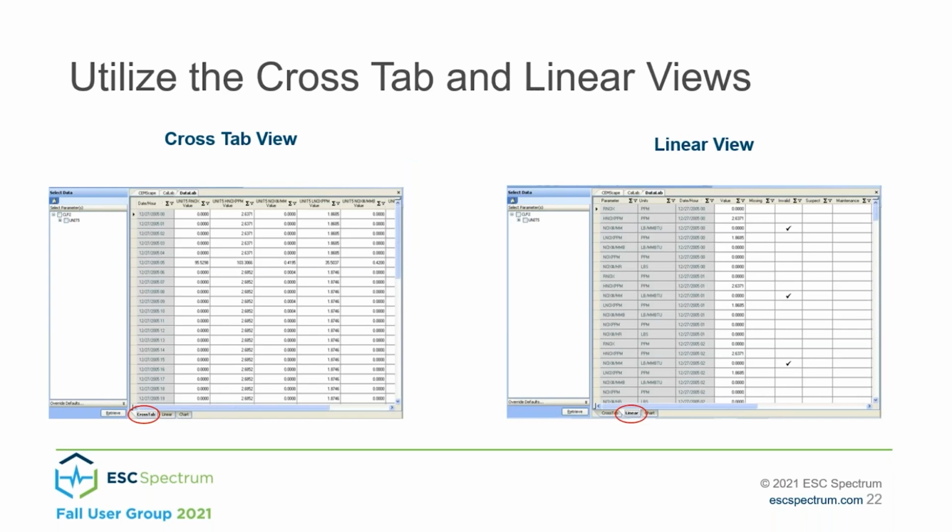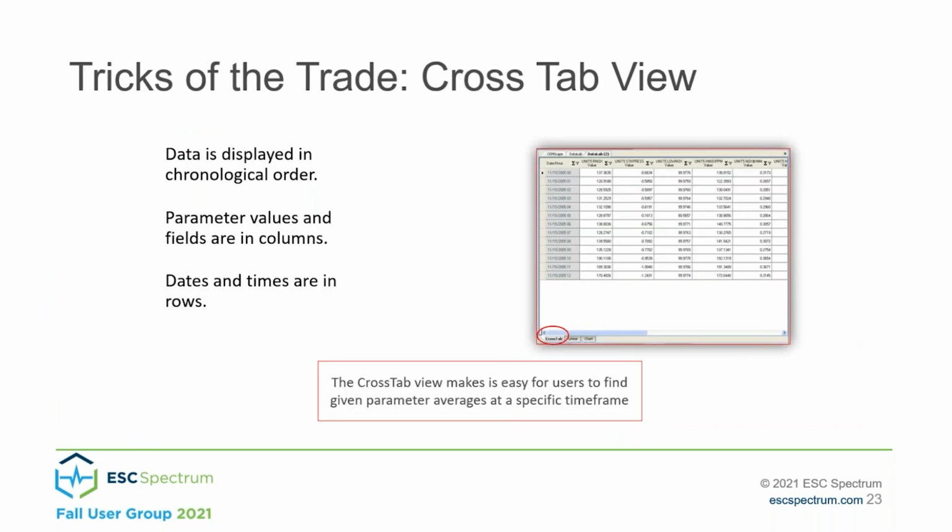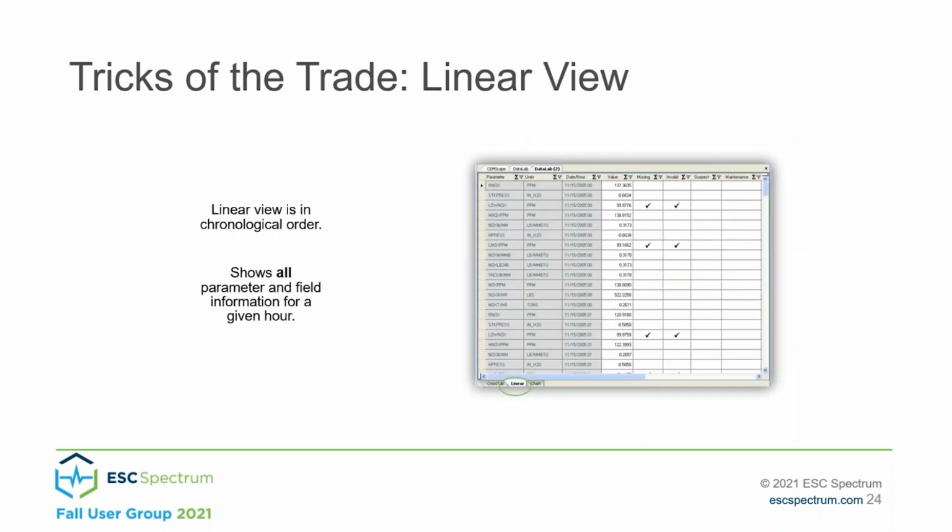Now, like I mentioned, there are two different types of tabs. The tips that I gave you can be utilized for both views. The difference between crosstab and linear is that crosstab is displayed in chronological order, and the parameter values and fields are in columns, and the dates and times are in a row. The crosstab view by default shows you the source of the parameter. The linear view does not show you the source of the parameter by default.